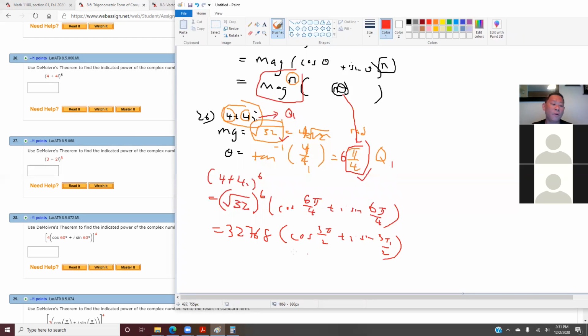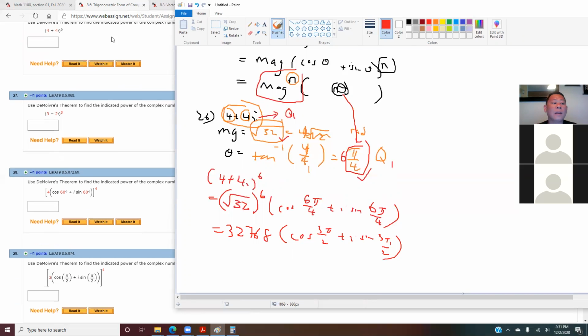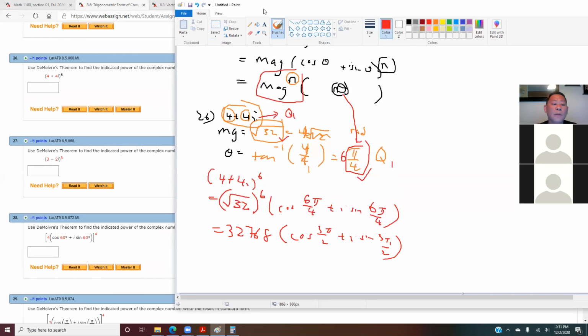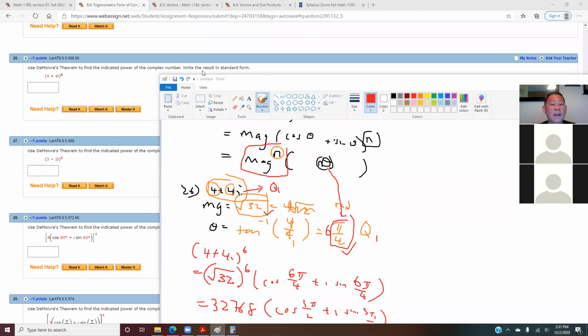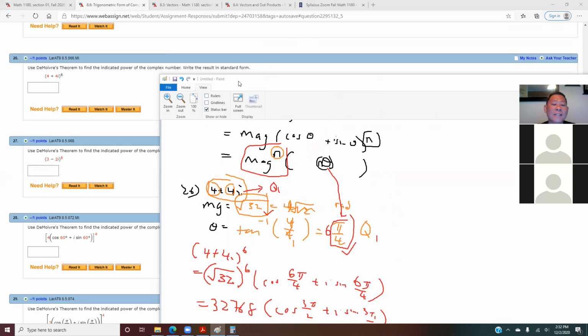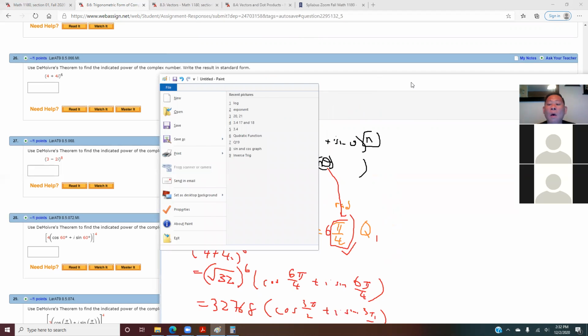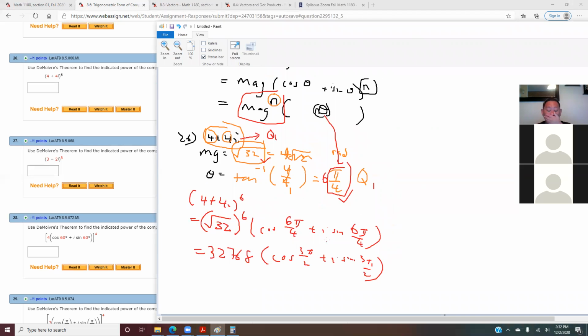Okay. If you write this answer in question 26, they will mark you wrong. It's because if you read the question, it says you want it in standard form. Standard form means this, a plus bi. So if a question is asking for standard form, it means a plus bi. This is called trigonometric form. So what you need to do to change to standard form is just multiply this inside.